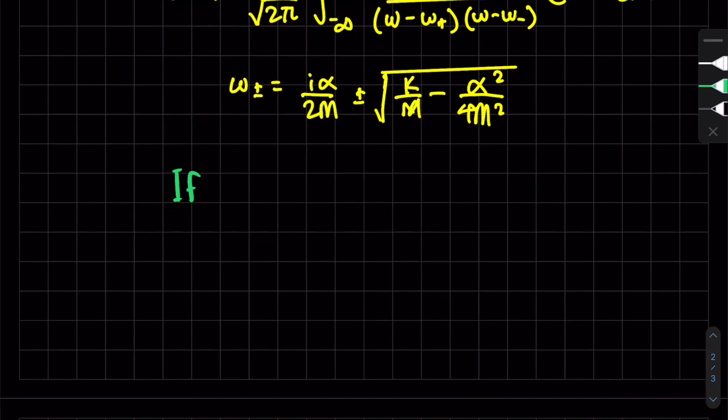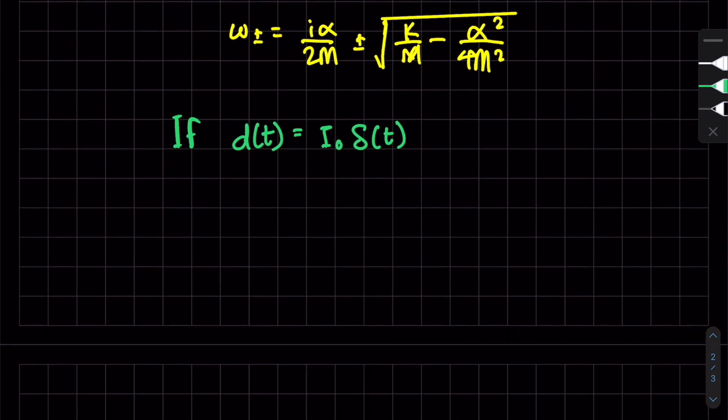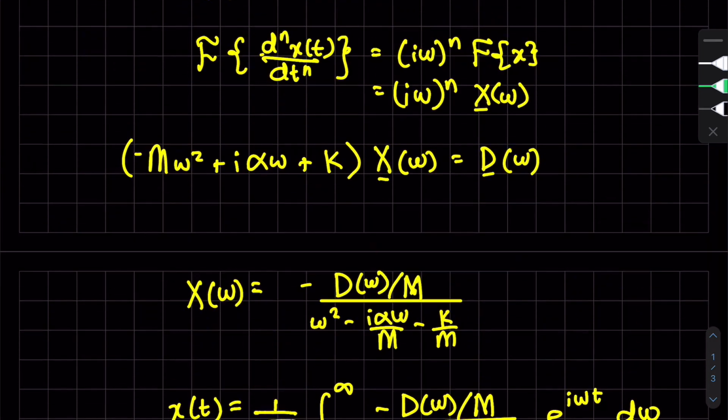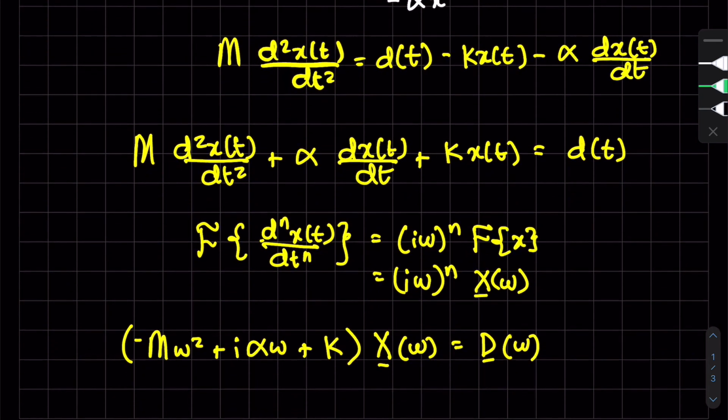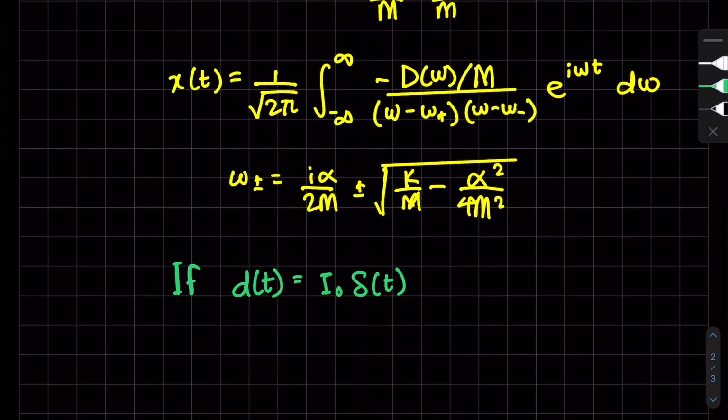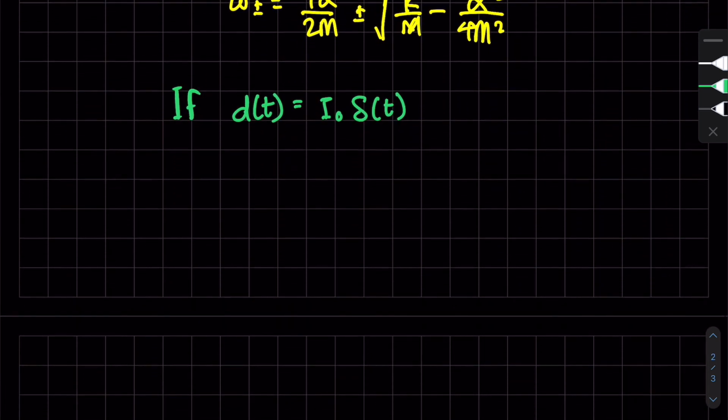If d of t is just I naught times the Dirac delta of t. Now one thing to notice is that if you compare all the sides of the equation for units, you'll see that d of t has to be a force, because mass times the second derivative of position is force. So d of t also has to be a force by dimensional analysis.